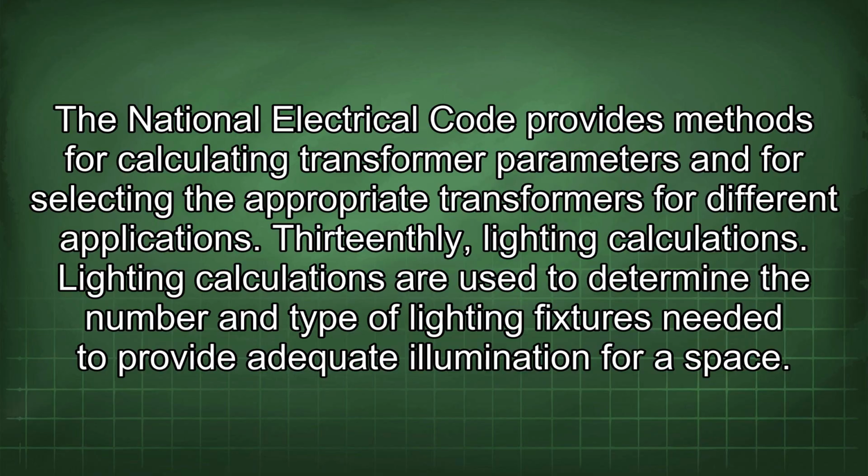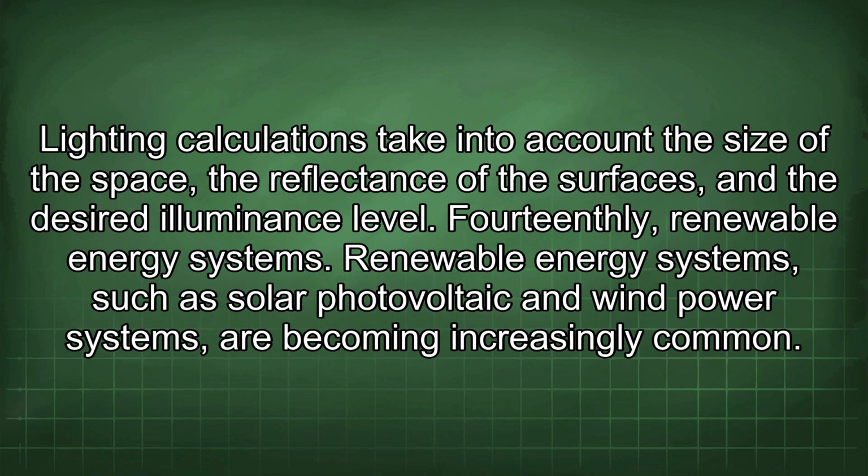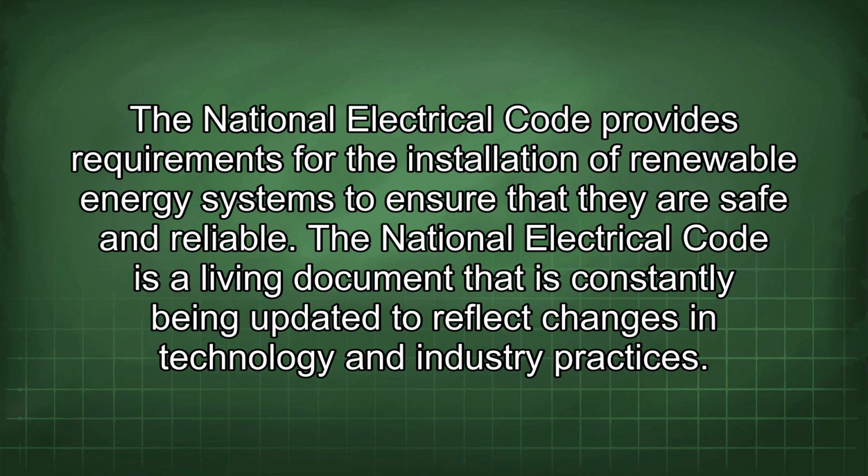13thly, lighting calculations. Lighting calculations are used to determine the number and type of lighting fixtures needed to provide adequate illumination for a space. Lighting calculations take into account the size of the space, the reflectance of the surfaces, and the desired illuminance level. 14thly, renewable energy systems. Renewable energy systems, such as solar photovoltaic and wind power systems, are becoming increasingly common. The National Electrical Code provides requirements for the installation of renewable energy systems to ensure that they are safe and reliable.